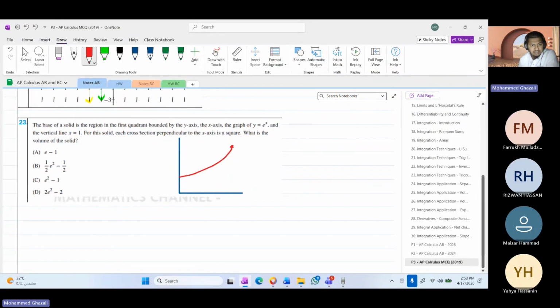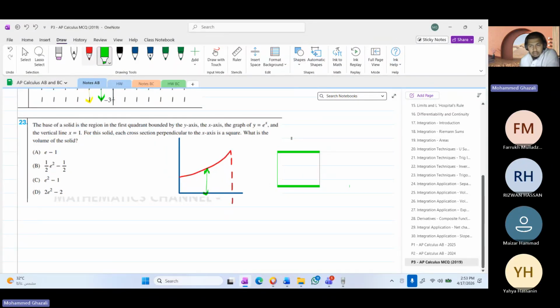And it is bounded by the vertical line at 1, so I'm going to break it up at 1. For this solid, each cross-section perpendicular to the x-axis is a square. So dropping down, it's a square. Draw a square, find the cross-section and integrate to find the volume. What is the volume of the solid?